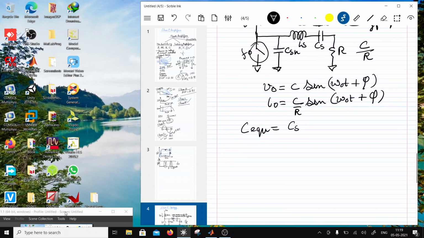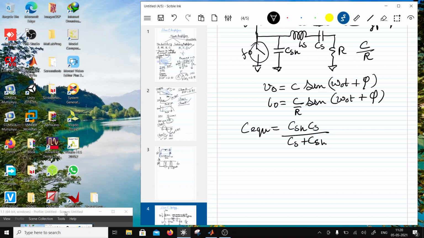So it's going to be a series combination, right? So 1 over CS plus 1 over CSH. So it will be CSH CS divided by CS plus CSH. Now, the thing is, the equivalent capacitance is going to be smaller than the smallest capacitance.